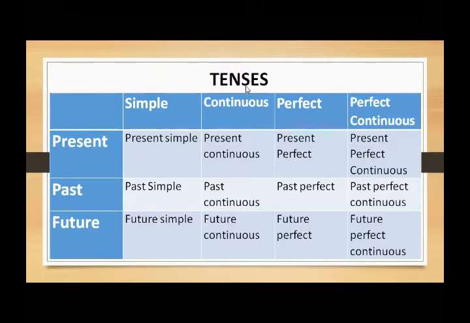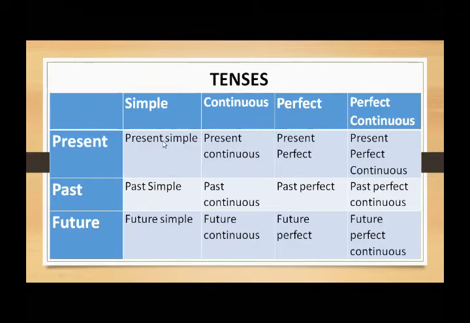It distinguishes when an action or state of being occurs. Or there is one more definition: the property of indicating the point in time at which an action or state of being occurs or exists. It means tenses mention the time of the action or state.